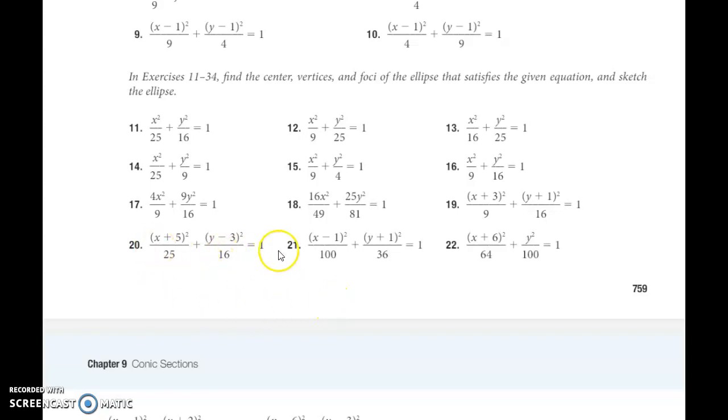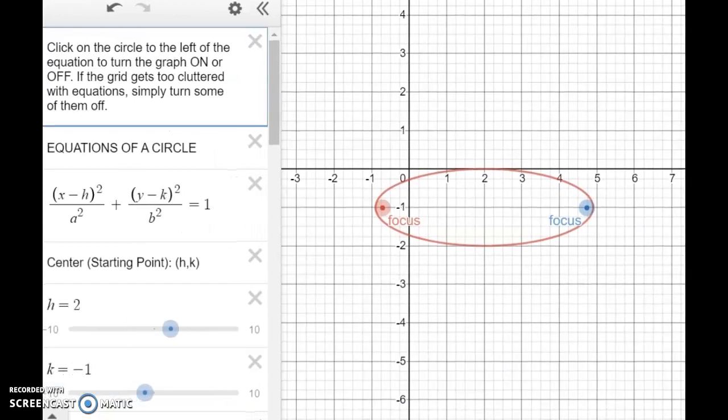All right, so let's do this one here. Where am I going to do it? Of course, in Desmos. So here it is.